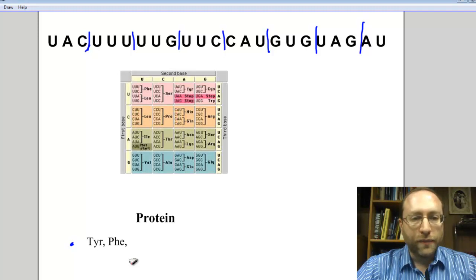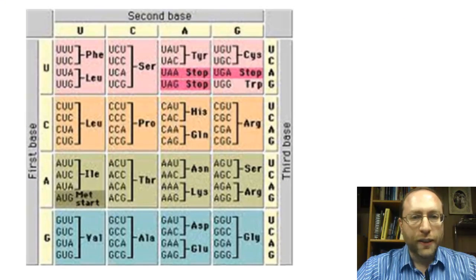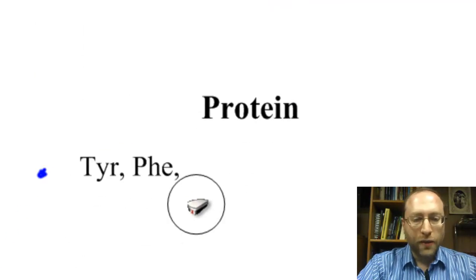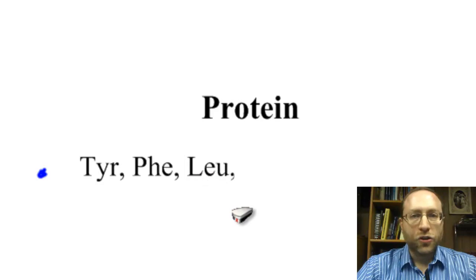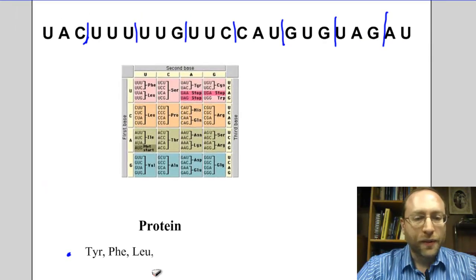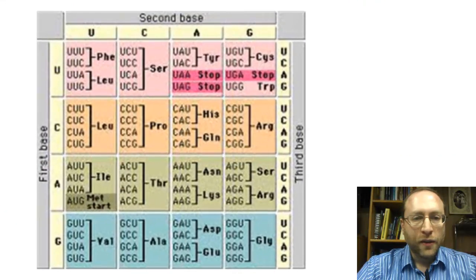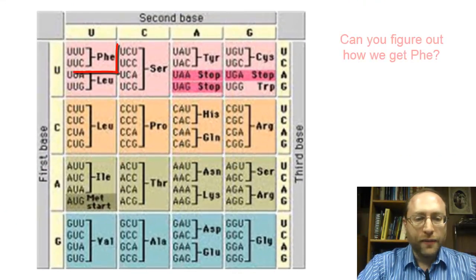Next one, UUG. So we go first base U, second base U, and then third base we got a different one in there, leucine. If you ever saw Jurassic Park, leucine is the amino acid which the dinosaurs weren't able to synthesize, which should have kept them from escaping, because leucine is an amino acid you need to make proteins, and without leucine they can't survive. Okay, so that was UUG. Next one is UUC, and we're back to phenylalanine.